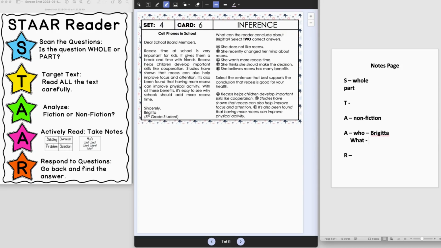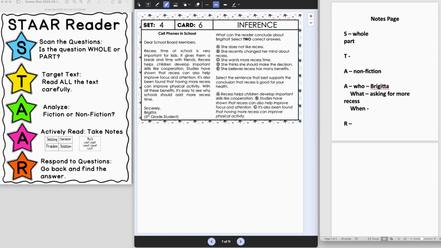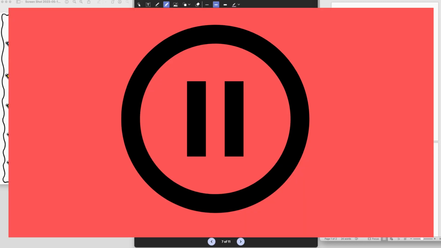What? And she's asking for more recess. When isn't really relevant here. Where? And this is at school. And why? And she seems to be claiming that it's better for your health. And she lists several benefits as to why recess is better. All right, let's respond to the question. So go ahead and pause the video and answer both questions and then play to see how you did.